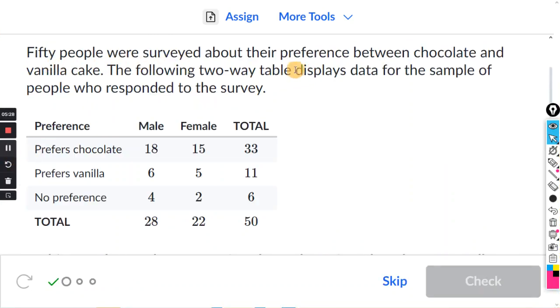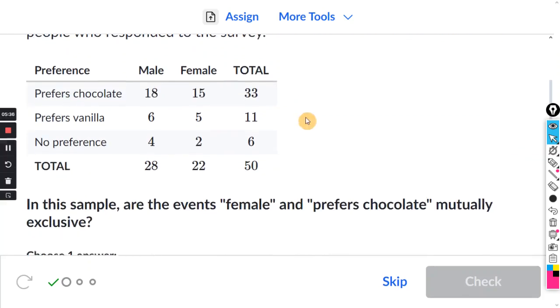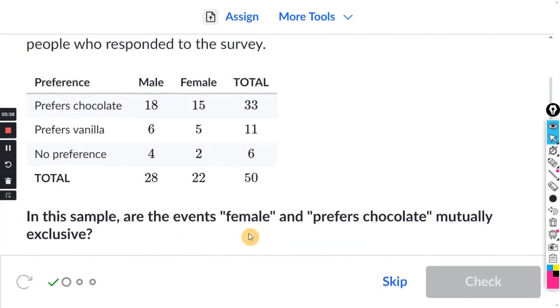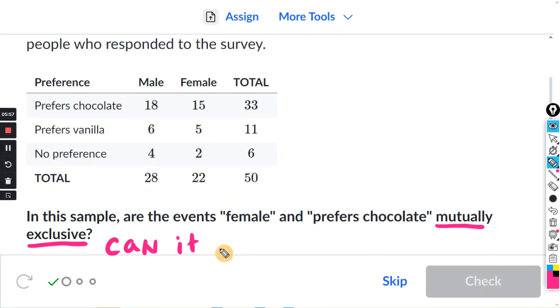50 people were surveyed about their preference between chocolate and vanilla cake. The following table displays data for the sample. In this sample, are the events female and prefers chocolate mutually exclusive? Well, when you see the word mutually exclusive, that means it has to be one or the other. So ask yourself, can it be both? Can someone be a female and prefer chocolate?